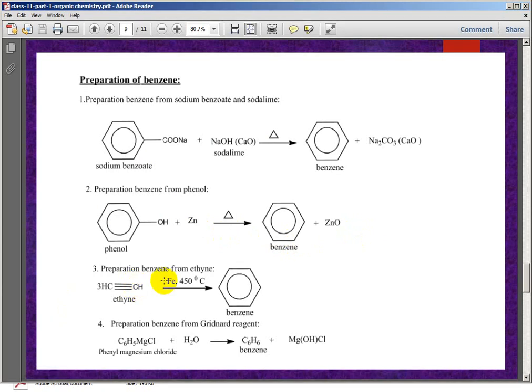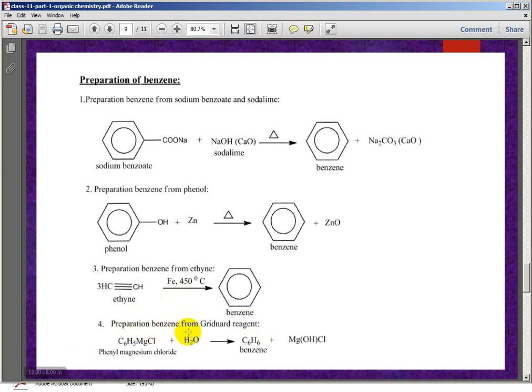And preparation of benzene from ethyne, with its triple bond. When ethyne gas is passed through a hot iron tube at 450 degrees Celsius, benzene is formed.